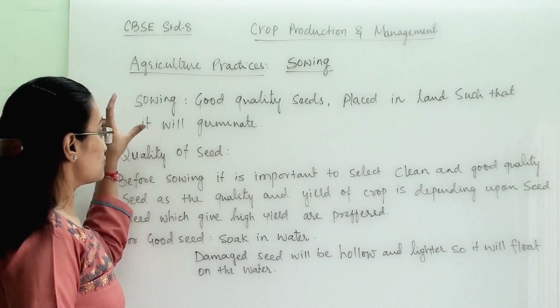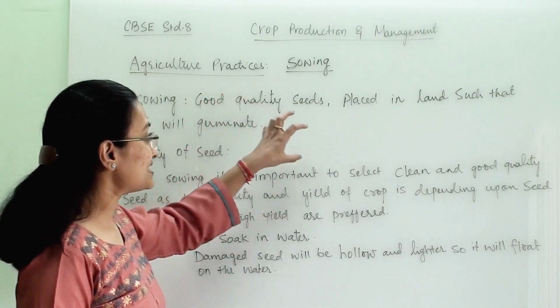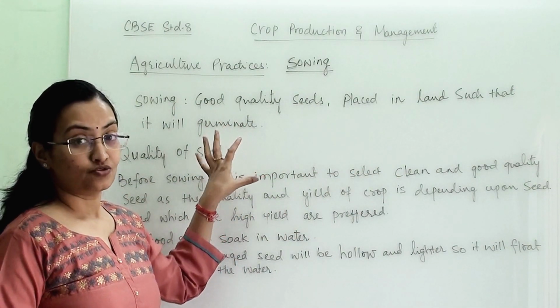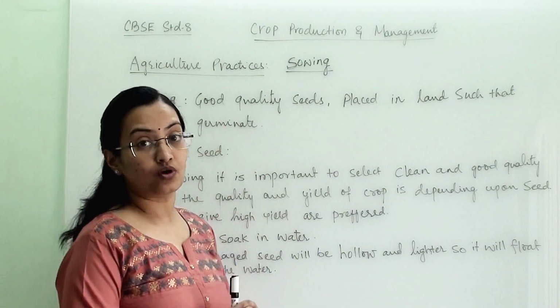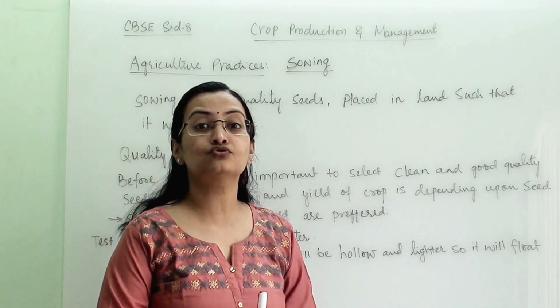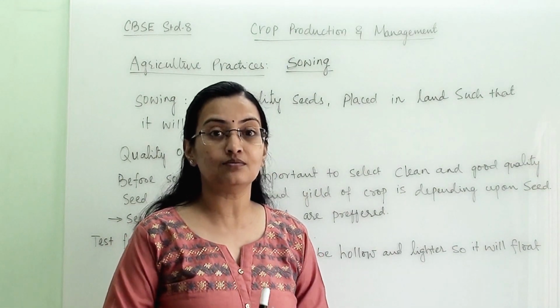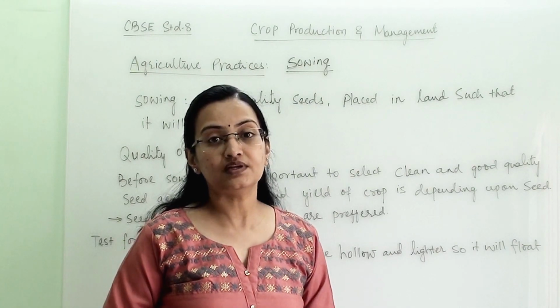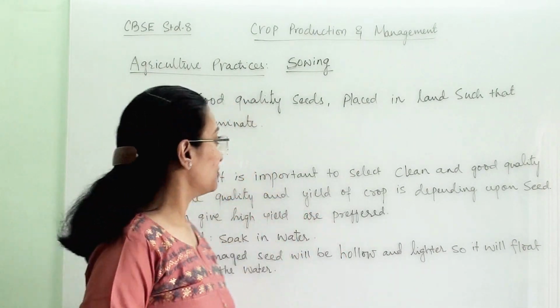What is sowing? Sowing is placing good quality seeds in a land such that they will germinate. For this we have to check the quality of the seed and place them properly in moist land so that they will germinate and we will get a good yield of crop.